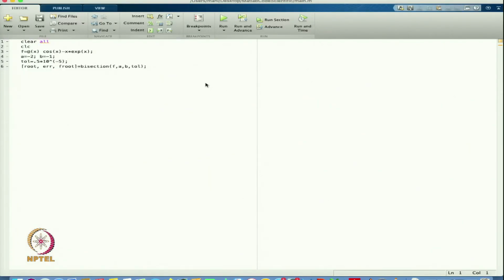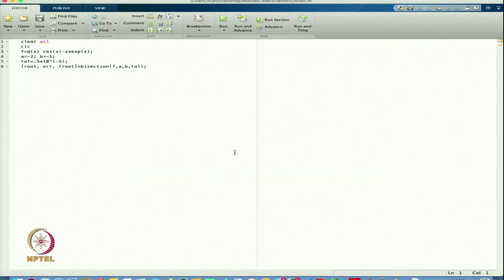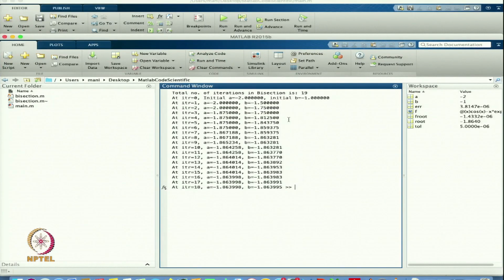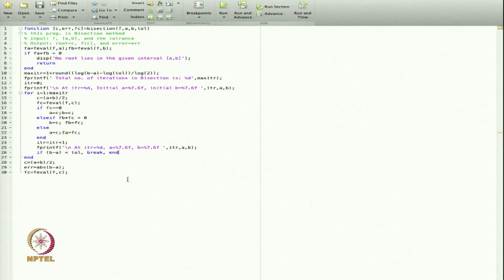So, now this is the code we have started with, and I run this code, change folder, and based on this one I got the solution. In the previous lecture we started with this one. The bisection method gives you the solution in 19 iterations, with my initial guess A equal to -2 and B equal to -1, and based on this I get the value of the negative root, that is -1.86388. So, that is the way we can find the root for this one.